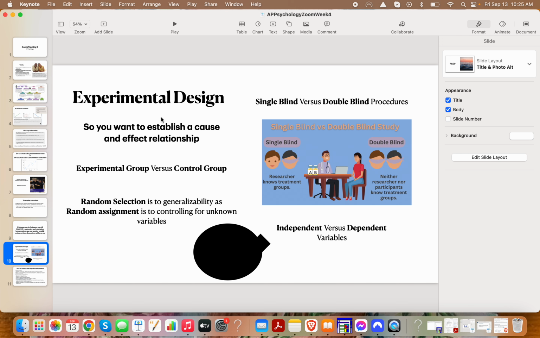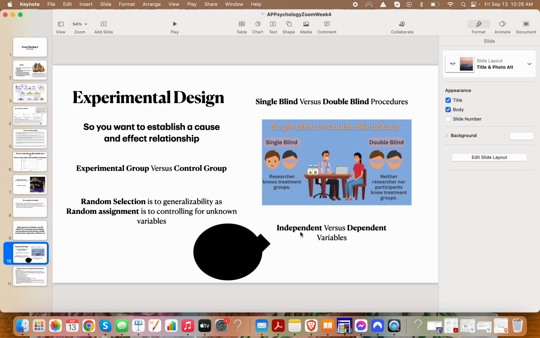But in an experimental design, in a true experiment, you're going to have an experimental group. This is the group that has something different done to them. You're going to have a control group. This is the group that doesn't have anything done. When we talk about those things, these are how we do our independent and dependent variables.